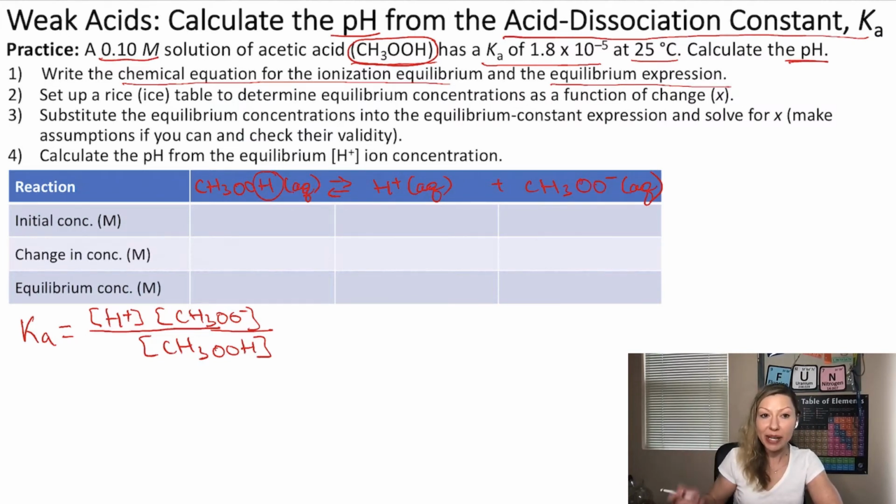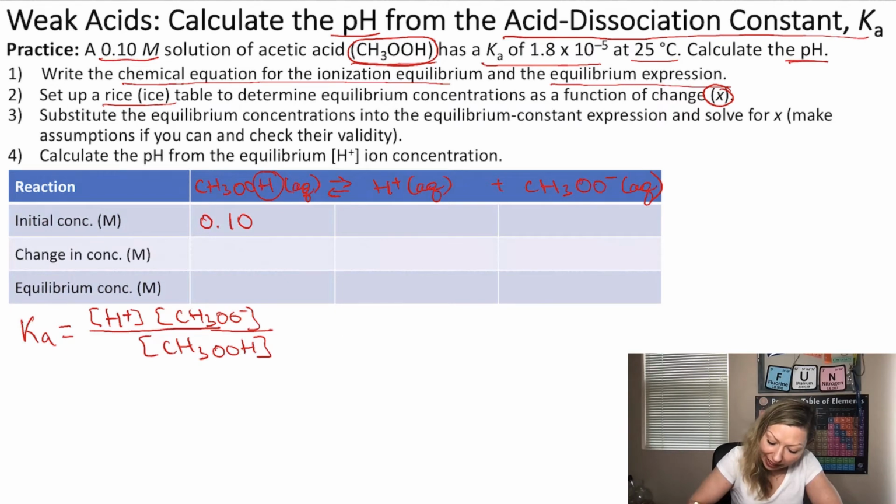Now the next step is that we need to set up the ICE table to determine the equilibrium concentrations as a function of the change. And we are going to call the change in this case x. So I know that I started with a 0.10 mole per liter solution of acetic acid. Now the question is how much H+ and CH3COO- did I have at the beginning of my reaction?